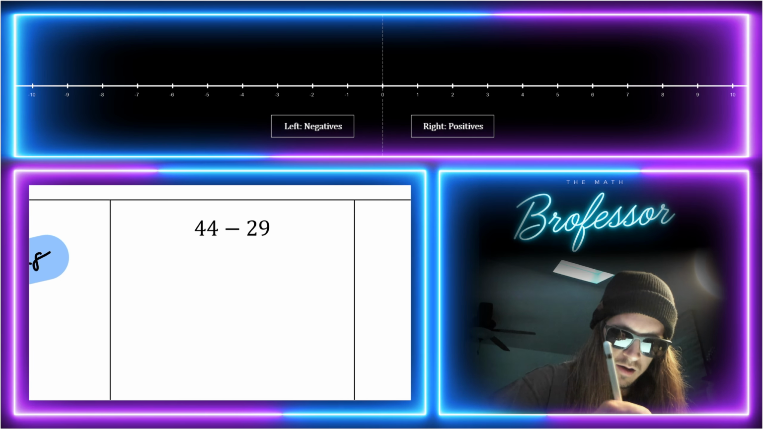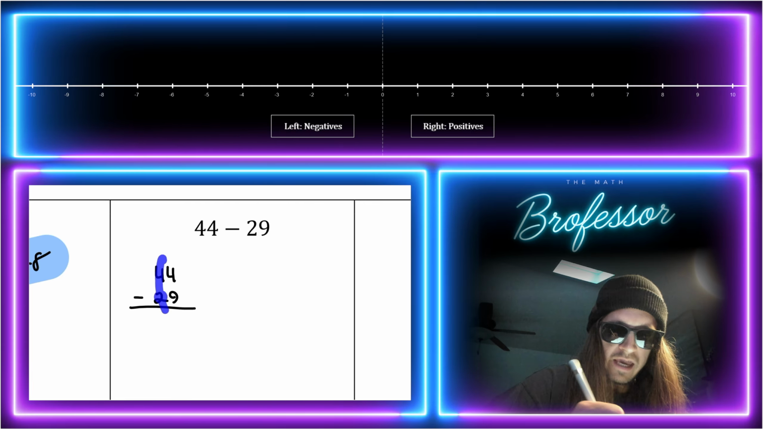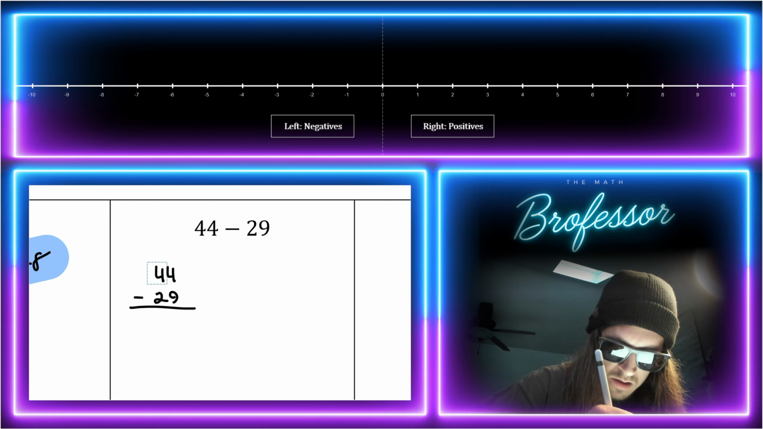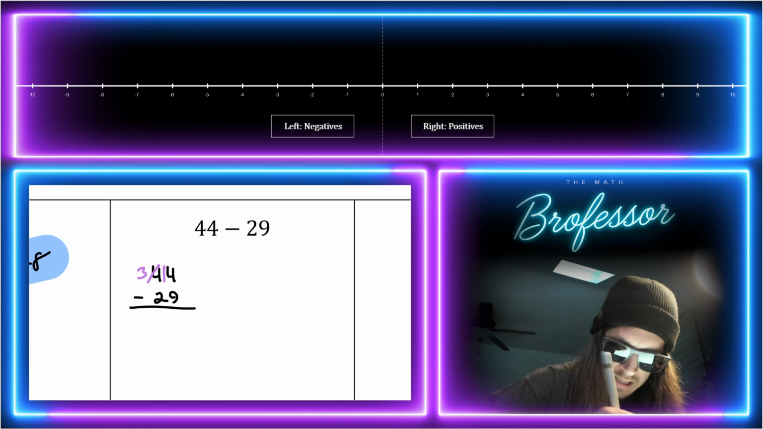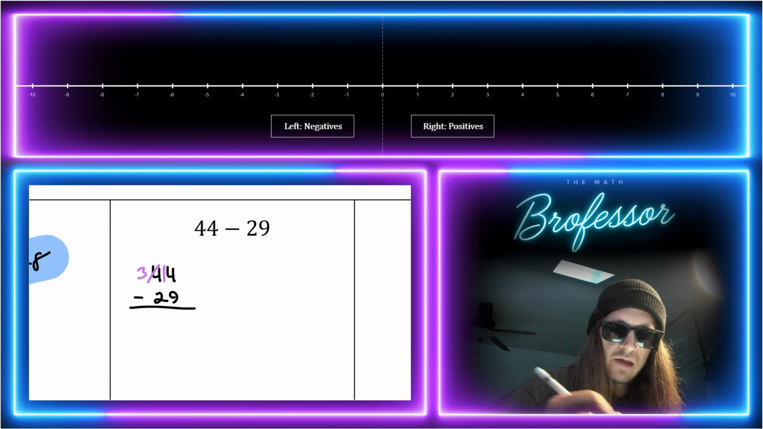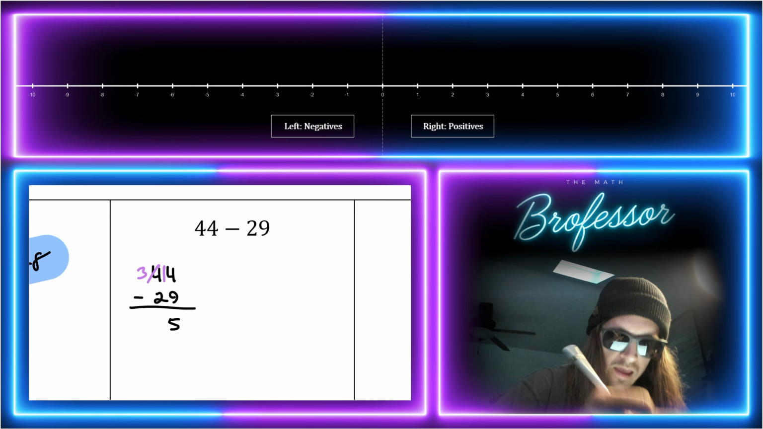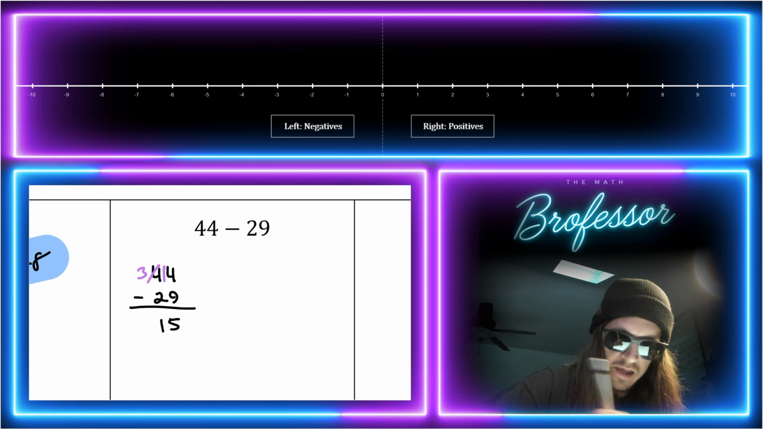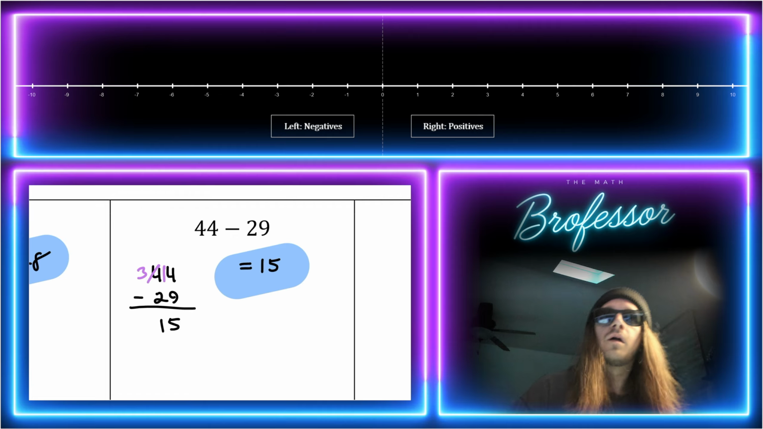44 minus 29. We cannot subtract 9 from 4 without going negative. So we're going to borrow, let me give myself enough space to make the point here. I'm going to borrow 1 from that 4, making the 4 go down to a 3 and turning my 4 into a 14. So now I can do 14 minus 9. And 14 minus 9, that's 5. And then now we subtract 2 from 3. 3 minus 2 is going to be 1. The answer here is 15.